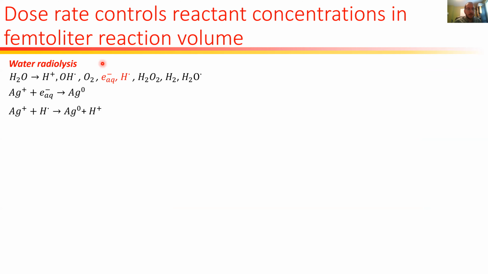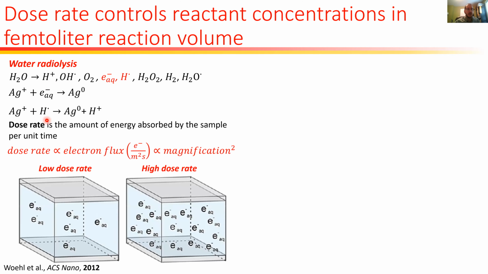I'll try and keep this a bit short because it's not too important, but the main two reactions, say if we have a metal ion in solution, are reduction by aqueous electrons and hydrogen radicals. We have a very important parameter, which you'll hear me talk about, called the dose rate. This is essentially the amount of energy absorbed by the sample per unit time. The dose rate is proportional to the flux of electrons we're putting in, which is proportional to the magnification squared of our image. So at a low dose rate, we have a relatively low concentration of these reducing species. High dose rate, we have a high concentration.